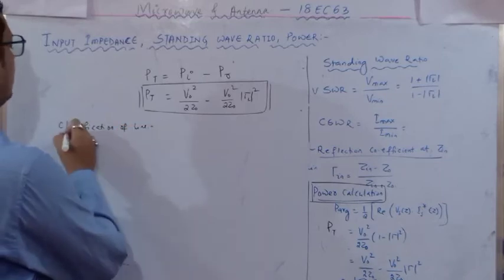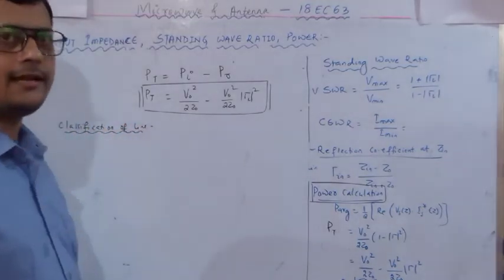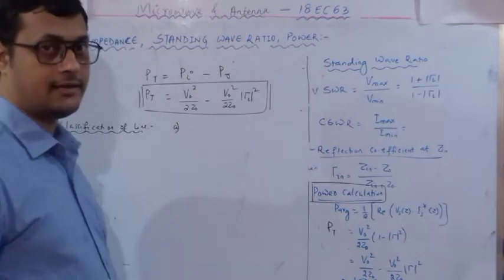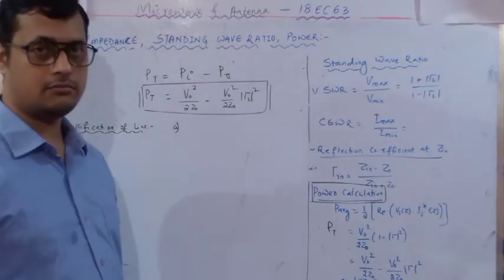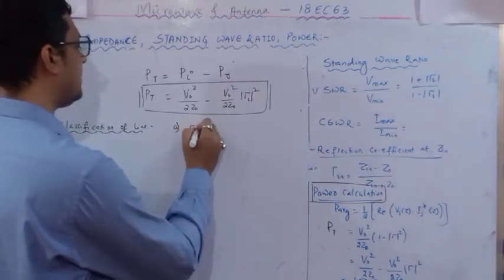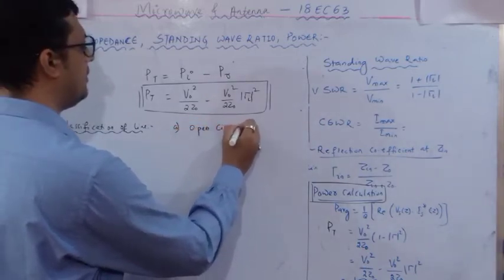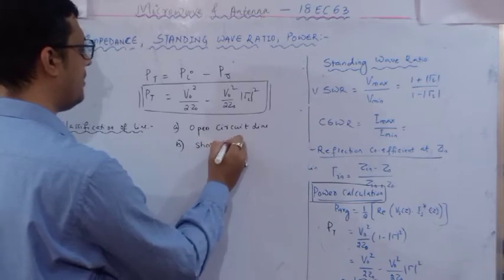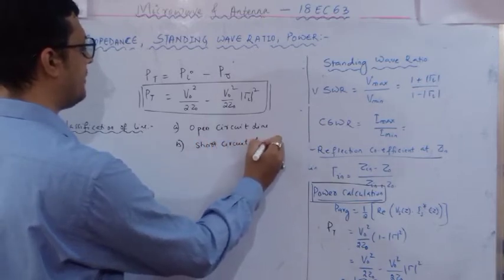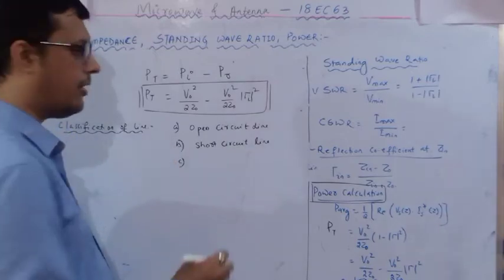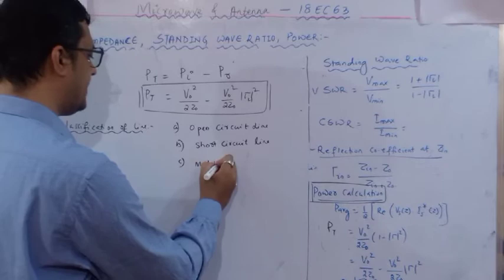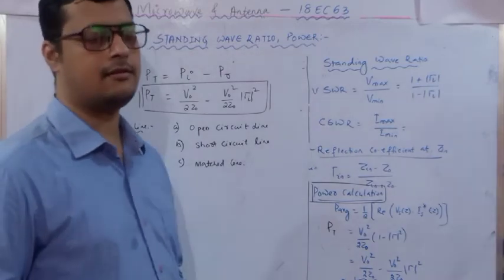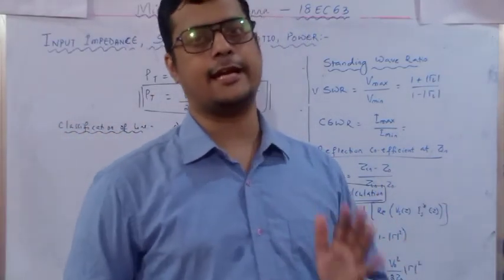Types of lines we have seen: lossy line, lossless line, distortionless line. But classification of lines depends upon the characteristics of that line, meaning it depends upon the nature of load. First is open circuit line. Second is short circuit line. And third one, the most important, is called matched line. So these are the three classifications of lines depending upon the characteristics of load.